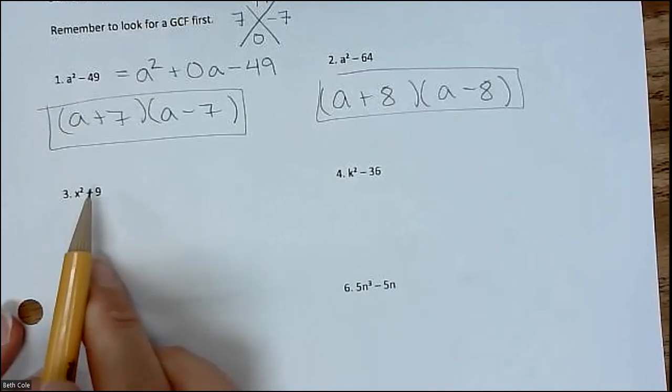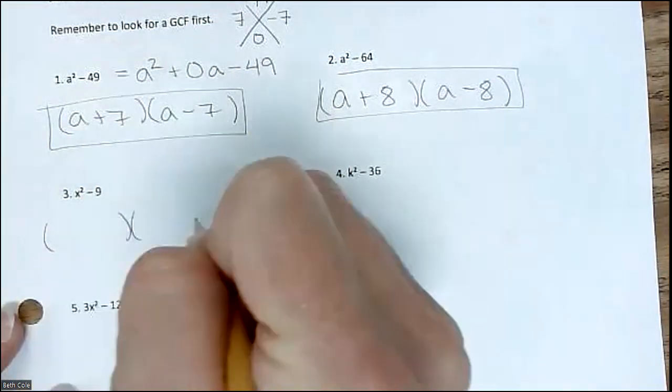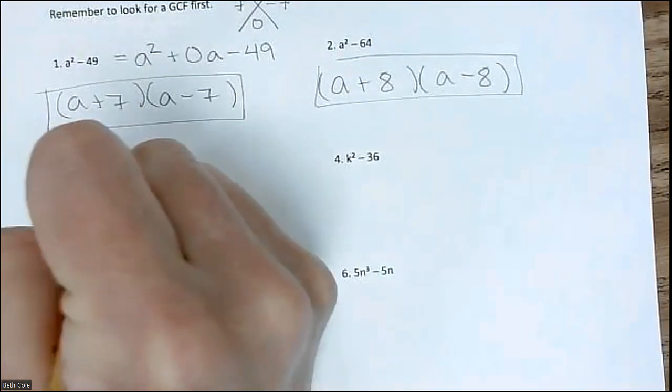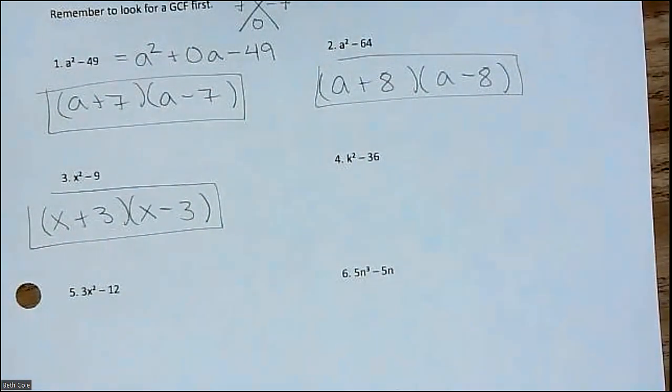Look at the next one. Do you notice how the middle term is missing? And 9 is a perfect square. So draw your two sets of parentheses. What is your square root of 9? X plus 3, x minus 3. Because 3 minus 3 is 0. They're going to get a little bit harder though, so you do want to write this down.